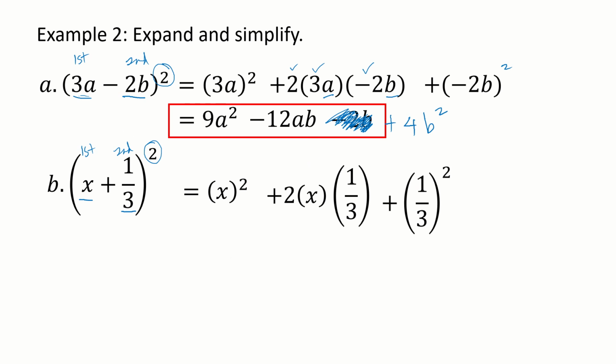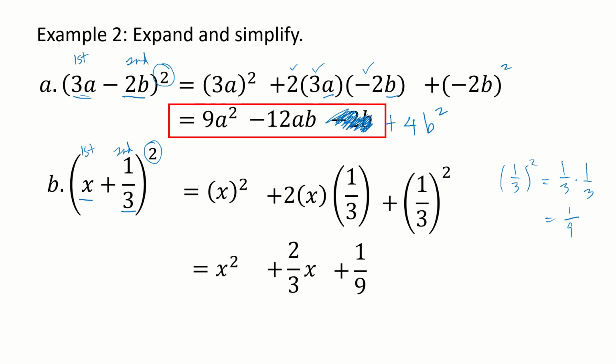So x times x, or x squared, 2 times x times 1/3. 2 times 1/3 is just 2/3. Then you input x. Then the square of 1/3 means 1/3 times 1/3. Numerator times numerator, denominator times denominator. So that's 1 over 9. And that's our final answer.